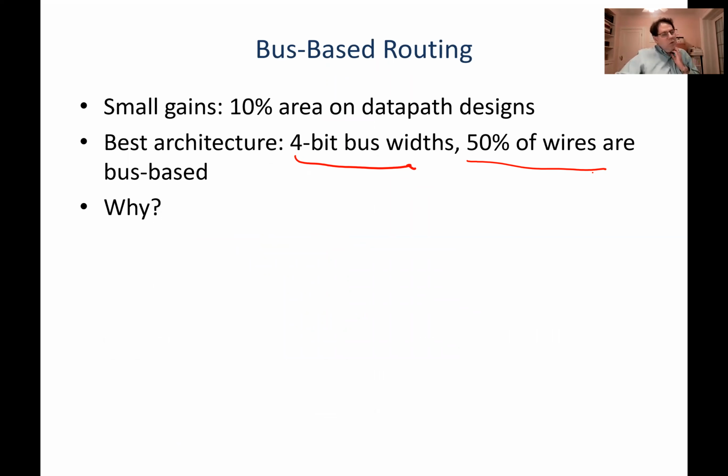So any ideas why? Why did they get this result? Does this make sense? So they got a relatively small gain, 10% area, and with a relatively not that aggressive use of their idea, right? The buses aren't that wide, and they only made half the wires bus based. So why do you think this happened? It doesn't make sense. So you can feel free to unmute yourself and just chime in, or you can type it into the chat.